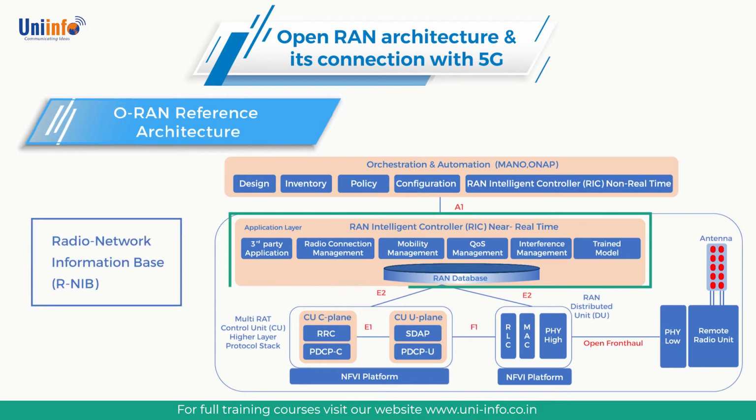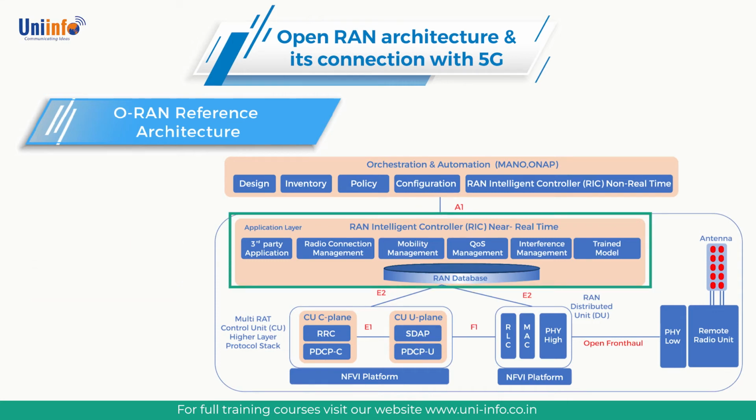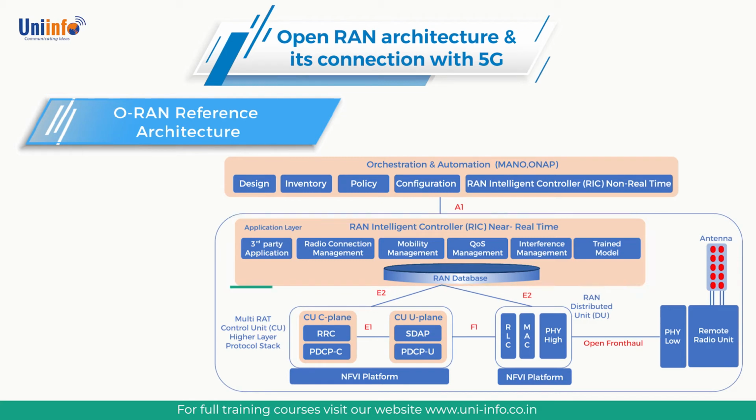RIC near-RT function leverages a database called the Radio Network Information Base, which captures the near real-time state of the underlying network. It feeds various RAN measurement data to the near-RT RIC to facilitate radio resource management. It also provides initial configuration commands to CU or DU. The near-RT RIC can be provided by traditional TEMs or third-party players. RIC near-RT receives an AI model from RIC non-RT and executes it to change the functional behavior of the network.